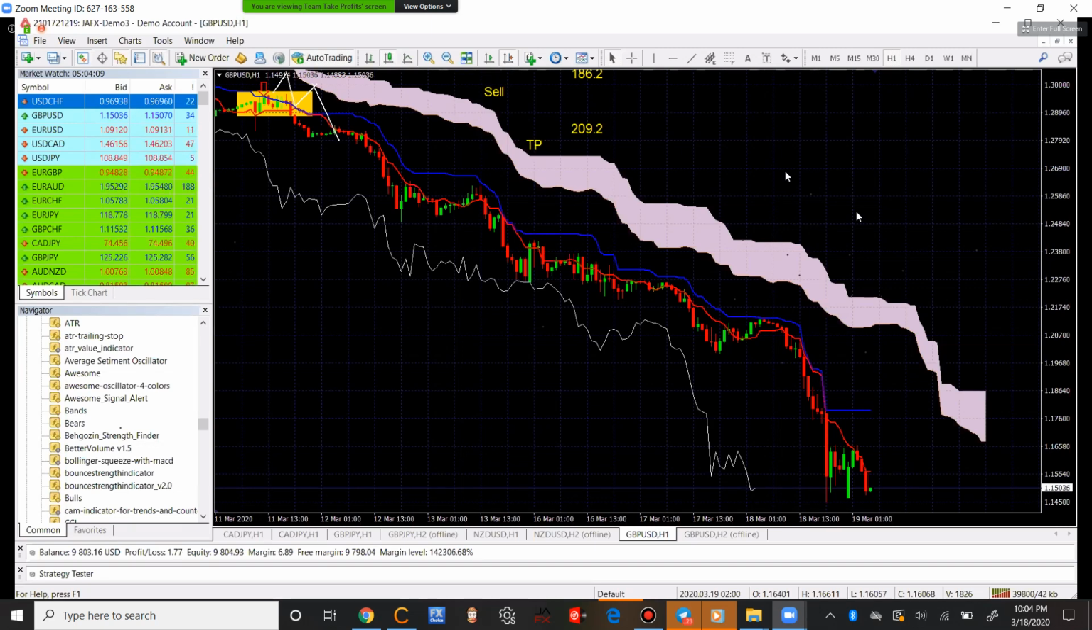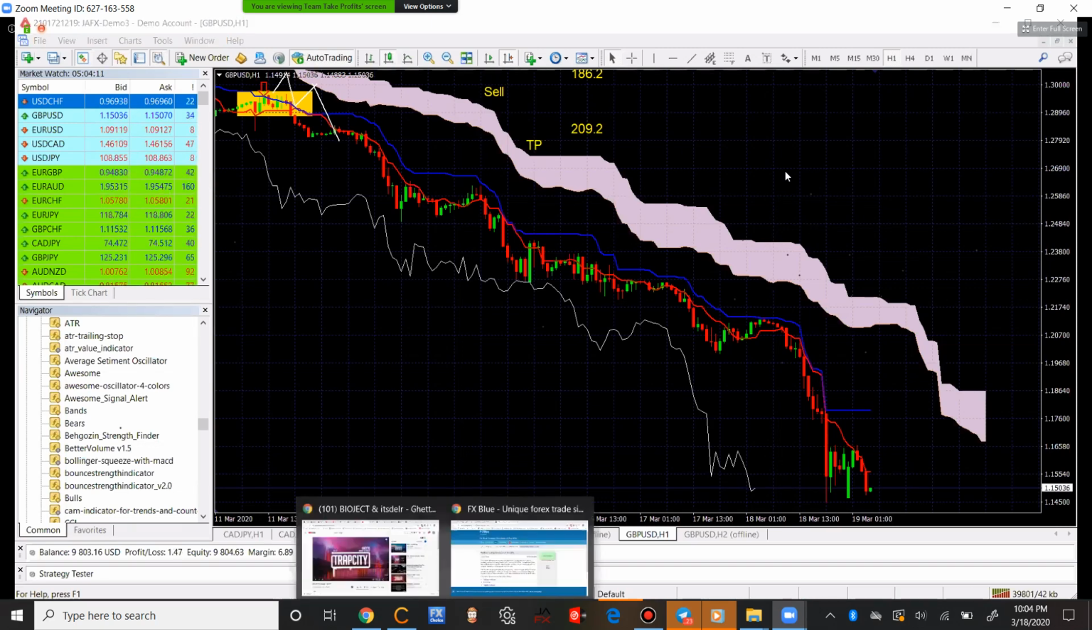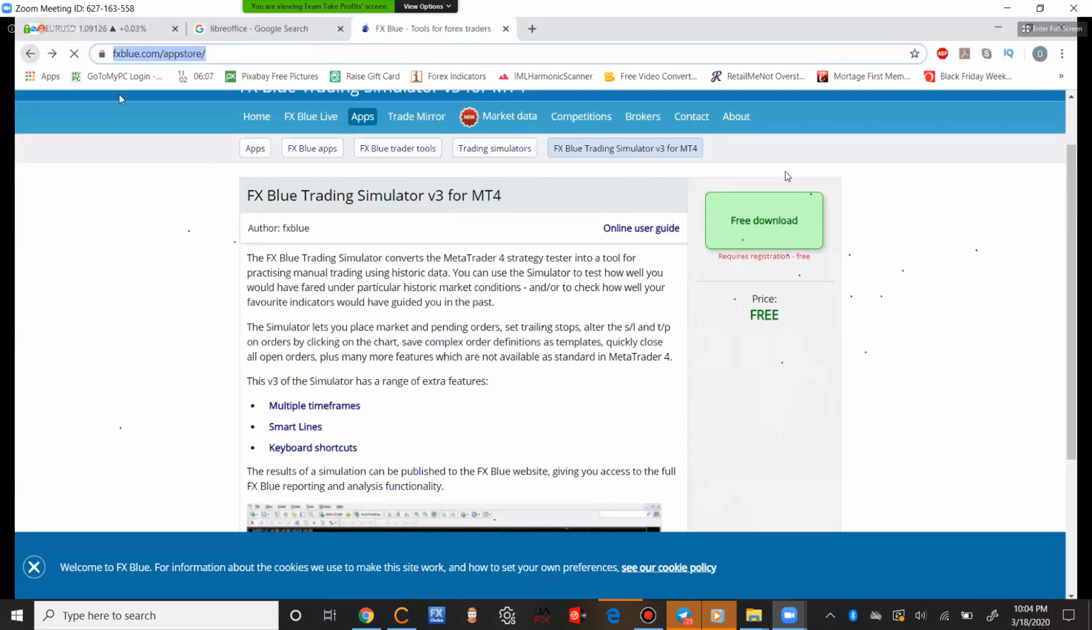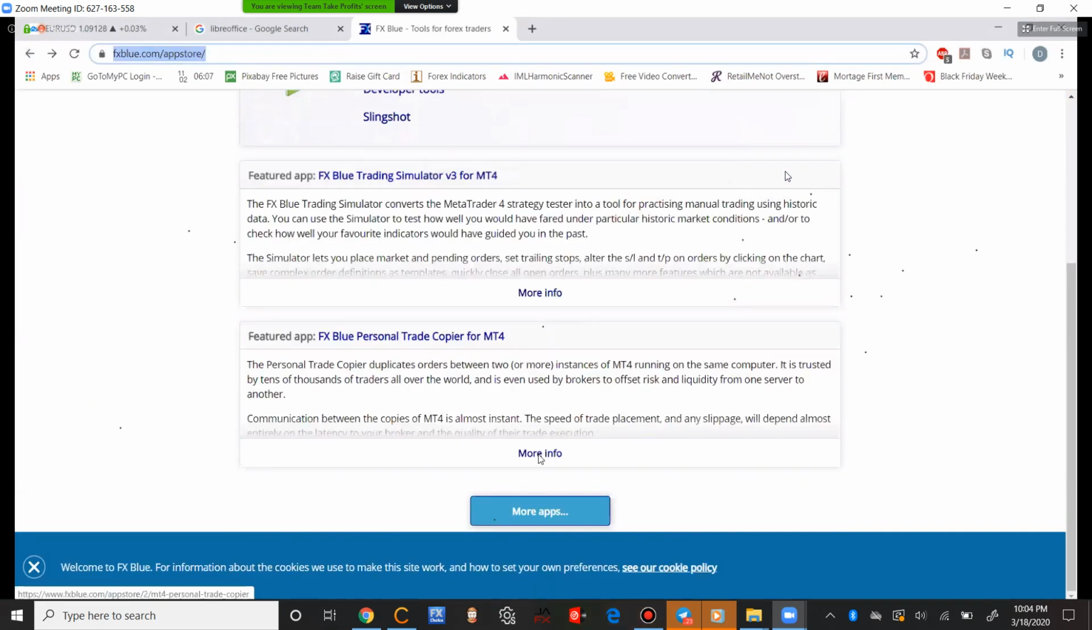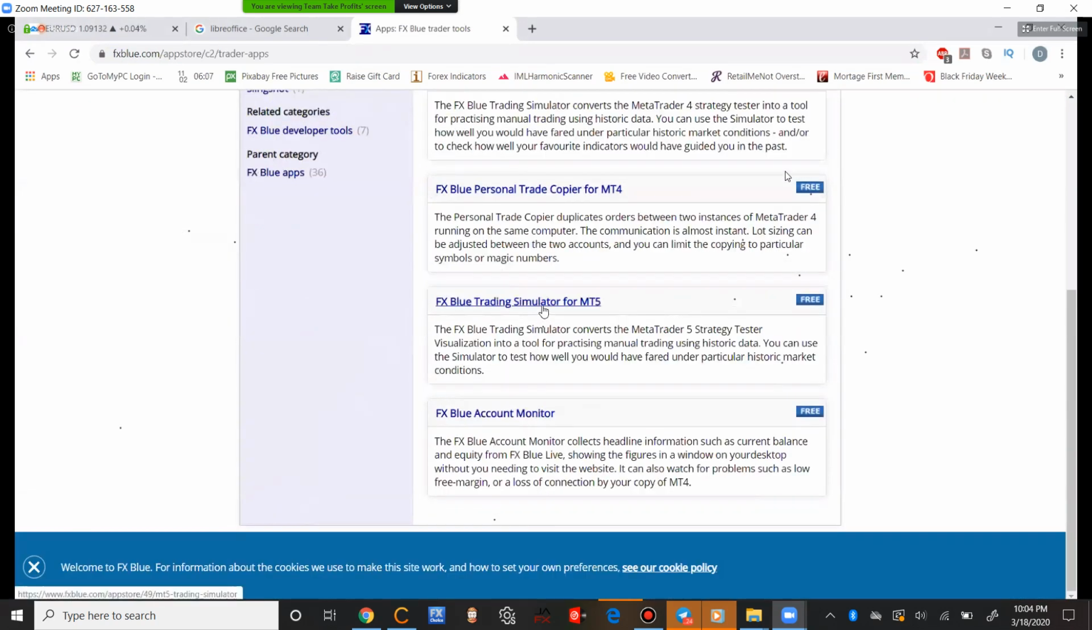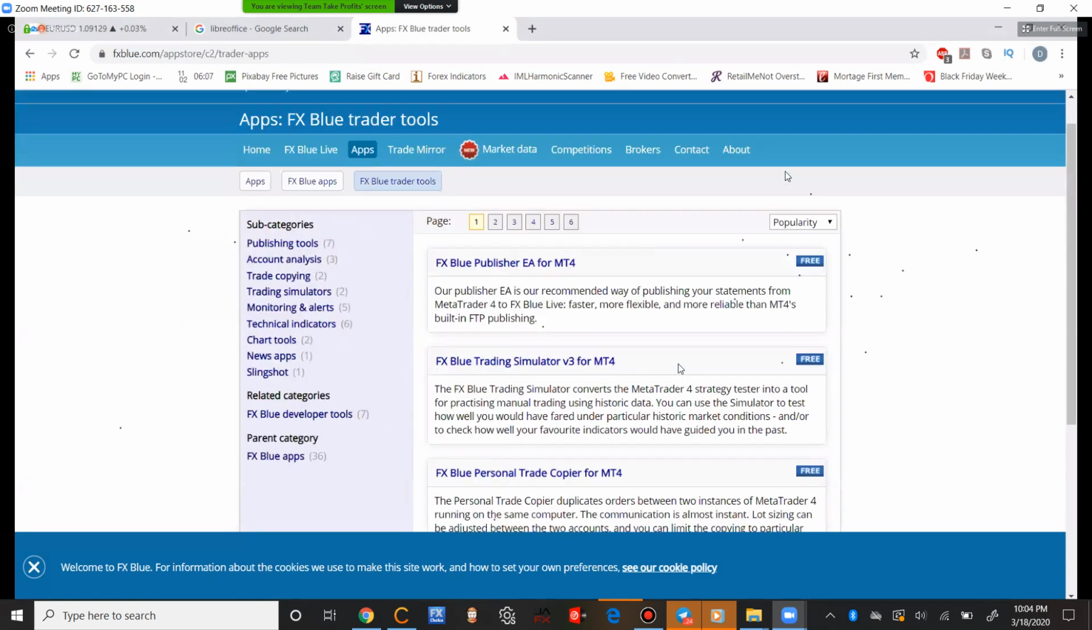Do you have the FX Blue for the MT5 as well? You said, I don't know if they have an MT5 version. Looks like they only have MetaTrader 4. Or no, they do. They do have an MT5. What do you know? Okay, all right. I've just never used the MT5 version before. Awesome, thank you.